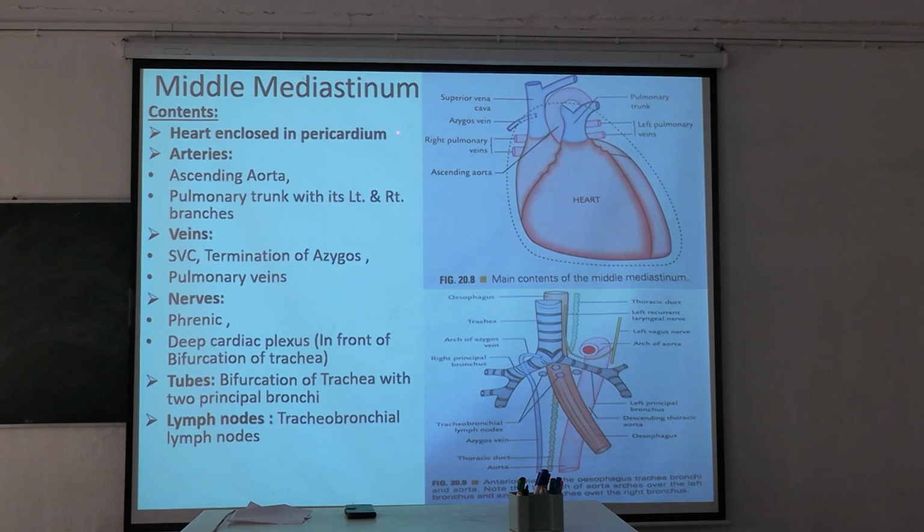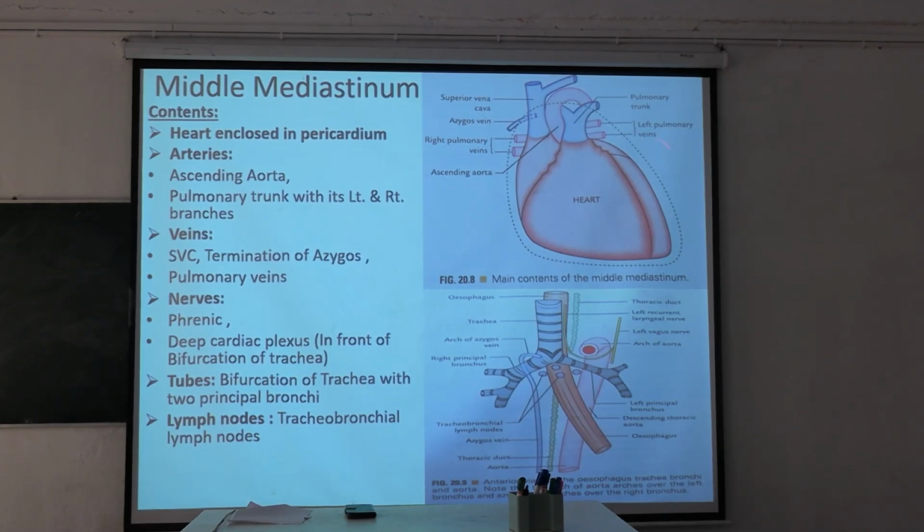What are the contents of the middle mediastinum? Heart enclosed in the pericardium. Arteries are the ascending aorta, pulmonary trunk with its right and left branches. Veins are the superior vena cava, termination of azygos vein, pulmonary veins. Nerves are the phrenic nerve, deep cardiac plexus in front of bifurcation of the trachea. And tubes are the bifurcation of trachea with two principal bronchi, and lymph nodes are the tracheobronchial lymph nodes. So all these are contents of the middle mediastinum.